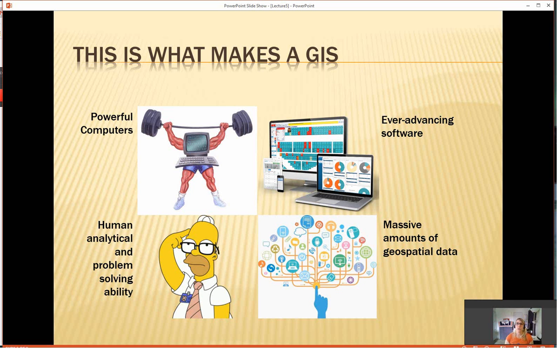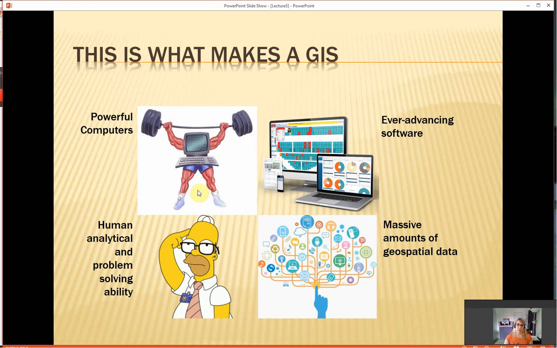We also have software that's always changing and advancing. The technology is also ever changing and advancing. So there's just a lot of opportunity for growth, and that means we can always be doing new things. Of course, massive amounts of geospatial data. We know all about that now. So much of it out there. And this to me is the most critical part.